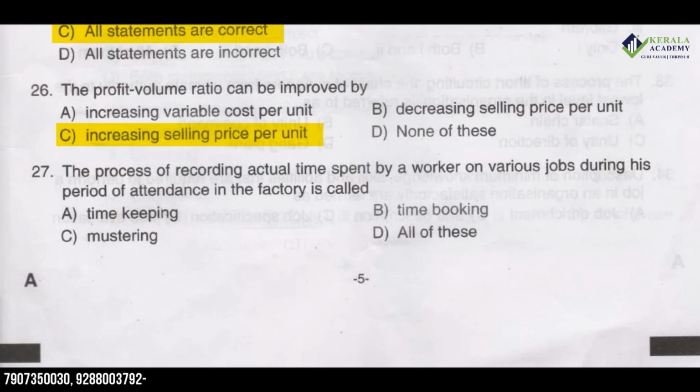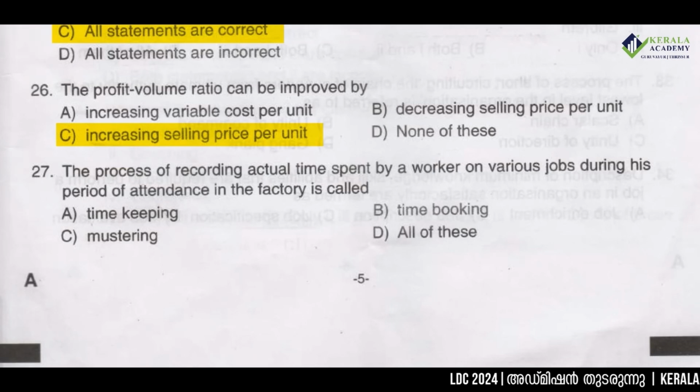The process of recording actual time spent by a worker on various jobs during his period of attendance in the factory is called timekeeping, time booking, mustering, all of this. Correct answer option B, time booking.